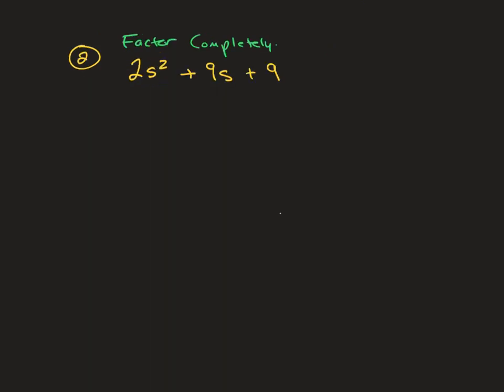Number 2, factor completely 2s squared plus 9s plus 9. Again, anytime you see that word factor, start with greatest common factor, see if there is one. Most of the time there won't be, but you'll want to take a second to see if there is something. So maybe you can take 2 out of everything. In this case, we can't. Maybe you can take s out of everything. Almost, but this last term doesn't have an s on it, so we can't take s out of everything. So just like the last one, not going to be able to take a greatest common factor out.